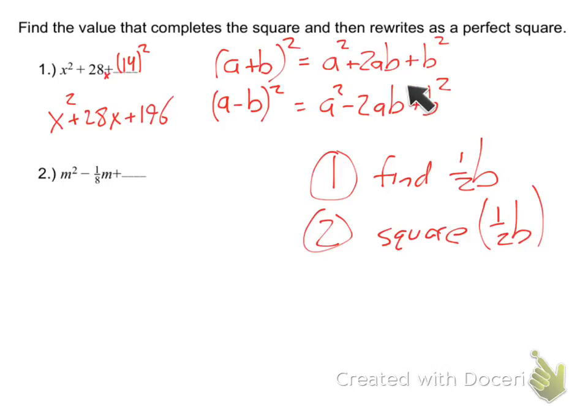That fits this pattern. Now you might not see it that way. Here's the thing: x is like a. X is in both of those, isn't it? But with 28, there should be a 2 in front, so that means b itself should be 14, and then 14 squared, which is 196. It's there. The next part says rewrite it as a perfect square trinomial. I need to write it like this. Under normal circumstances, if I see this and I'm told to factor it, you would be like, okay.